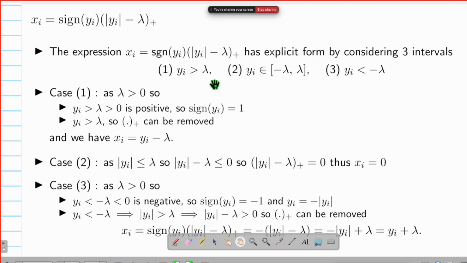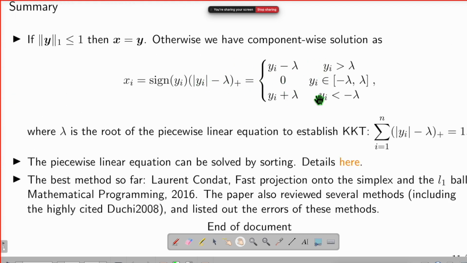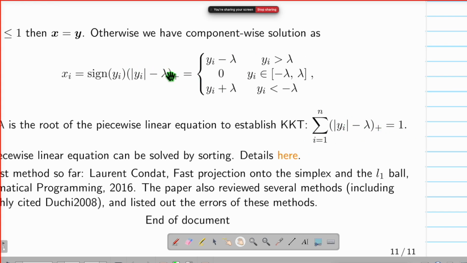So you have another three cases, right? These are just a bunch of analysis. Because of time, I will skip it. Then in the end, you will get some expression that looks like this. That means if you analyze all the possible cases for the y, you get three cases. So if you solve this equation, and then you plug the lambda into this expression, you solve the projection problem.